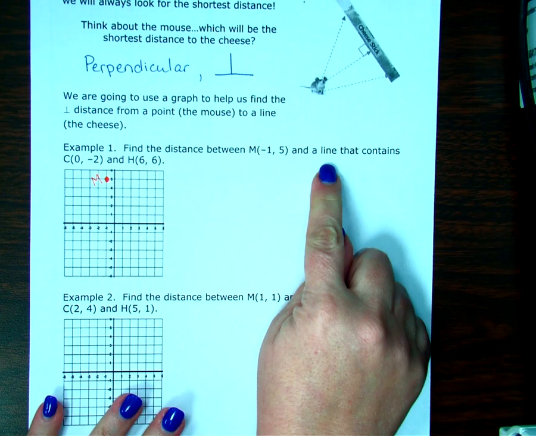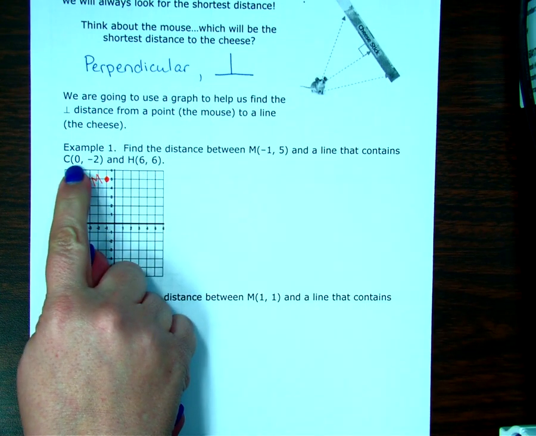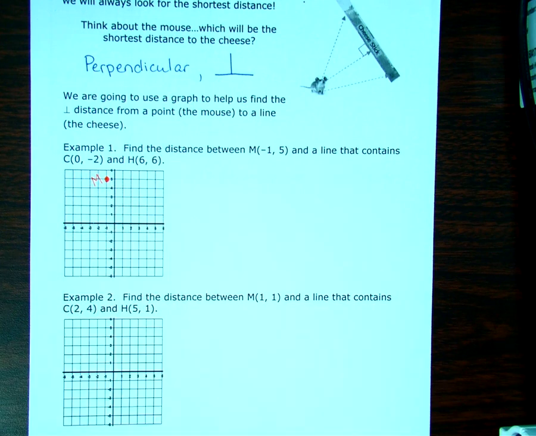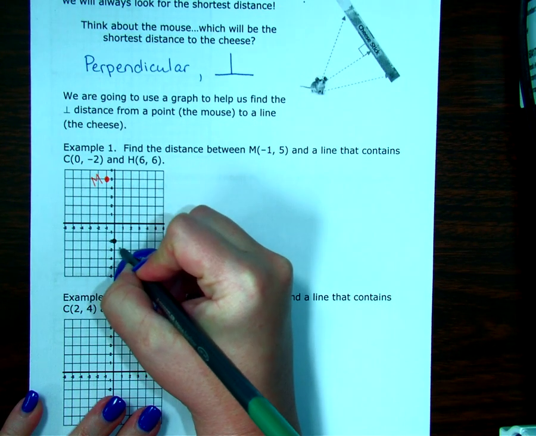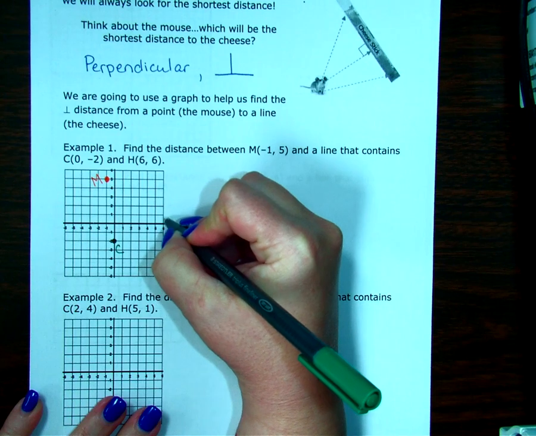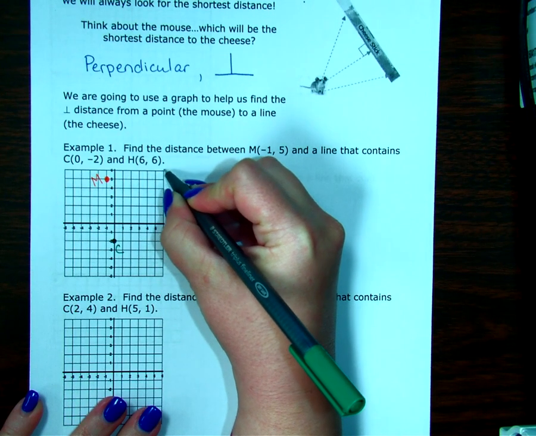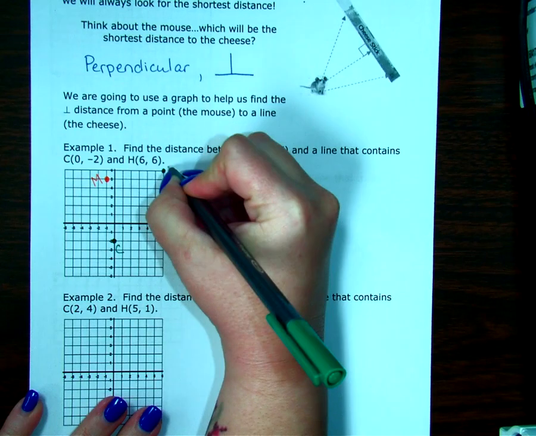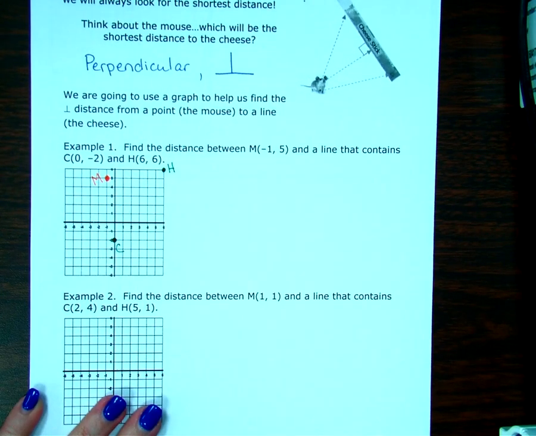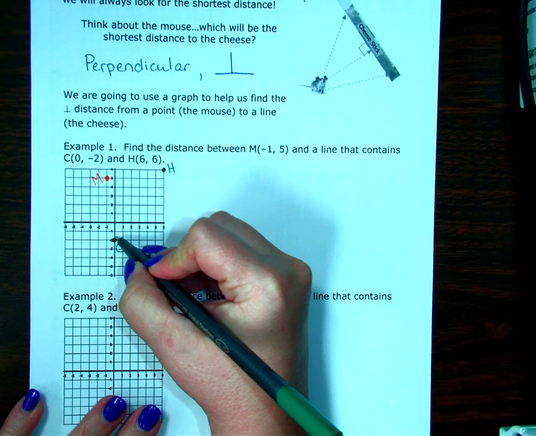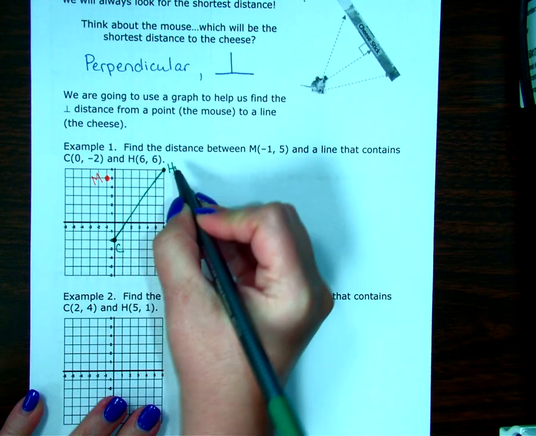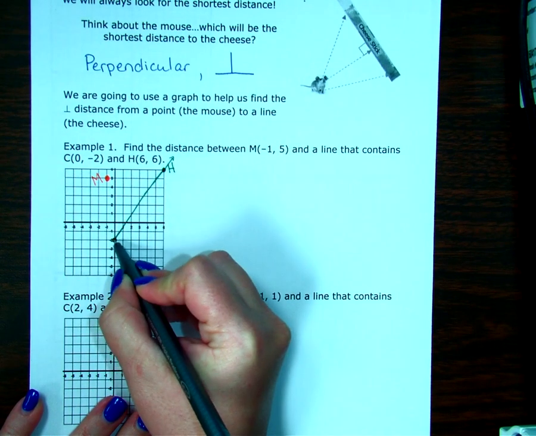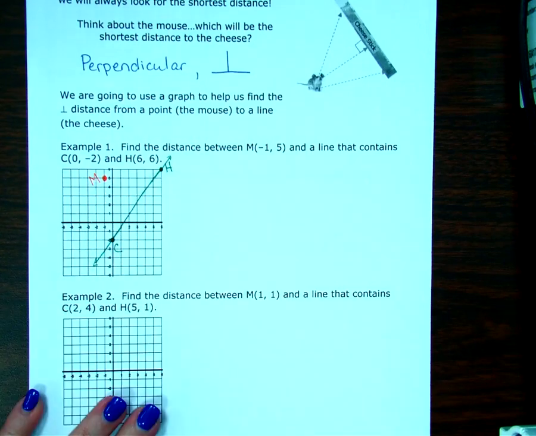Okay, then I want to graph the line that contains the points (0, -2) and (6, 6). So (0, -2) is the point C, and then (6, 6) is the point H. Okay, so here is my cheese stick, and it says it's a line, so really it would continue on both ends. And then there's my point.